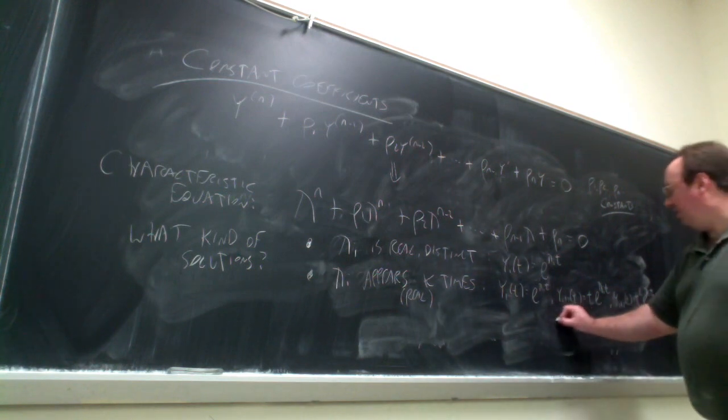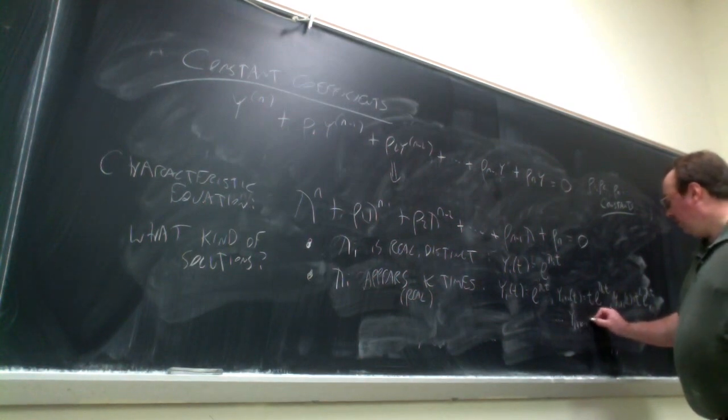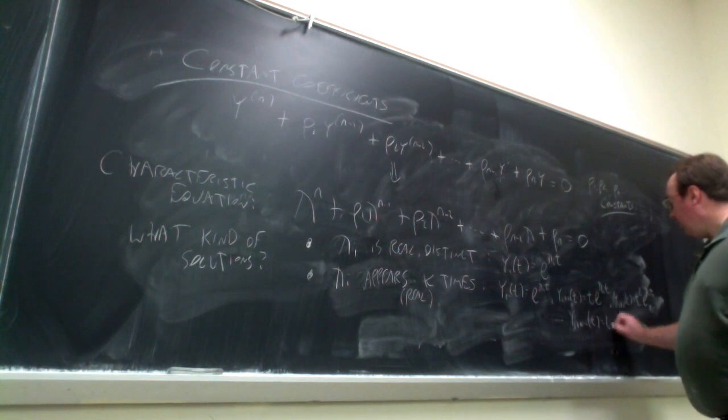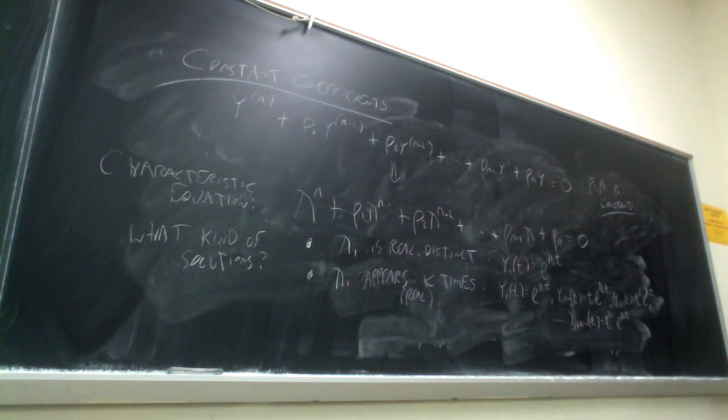So you keep going all the way up to t to the k minus 1. So for instance, if a real root of 2 appears 5 times, then you're going to have e to the 2t, t e to the 2t, t squared e to the 2t, t cubed e to the 2t, and finally t to the 4 e to the 2t. So all powers of t from 0 up to k minus 1 for a grand total of k solutions. Okay.